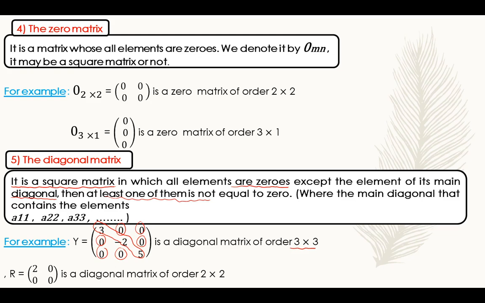But it can be that all the elements of the main diagonal are also 0 except one number, which is not equal to 0. As you can see in the matrix R, the matrix R is of order 2 times 2 and it is a diagonal matrix because it is a square matrix and all the elements of the matrix are 0 except one element in the main diagonal, which is equal to 2.